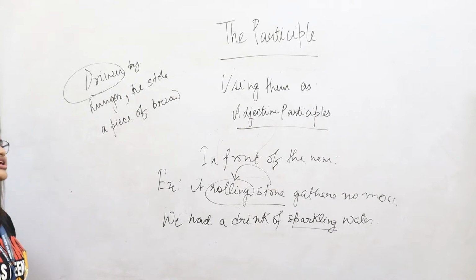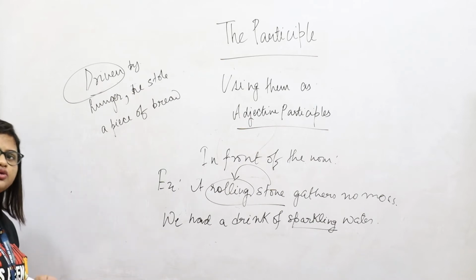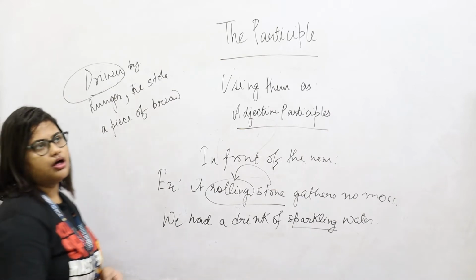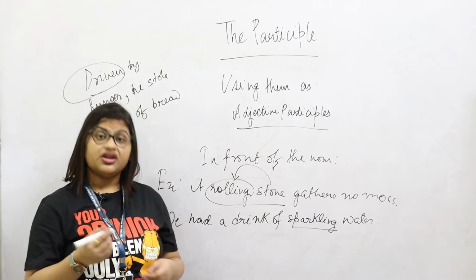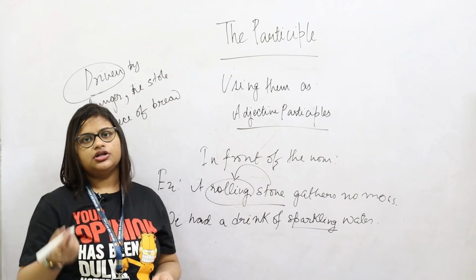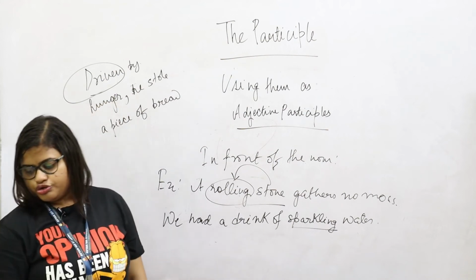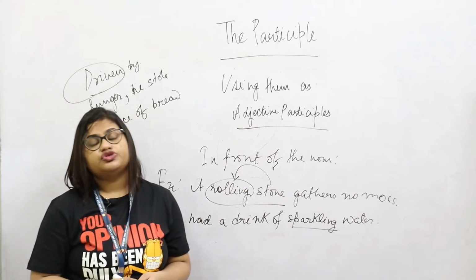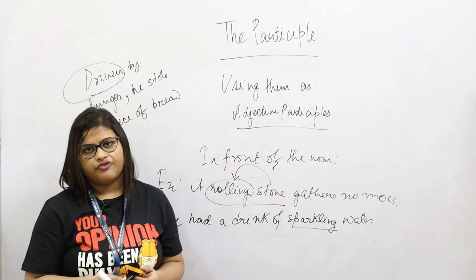We can also say he played a losing game. It means it was a game which was already losing but he was still playing it. So he was playing a losing game. So we are qualifying the game as a losing game. So this would be mostly about how we can use it in the form of adjectives.